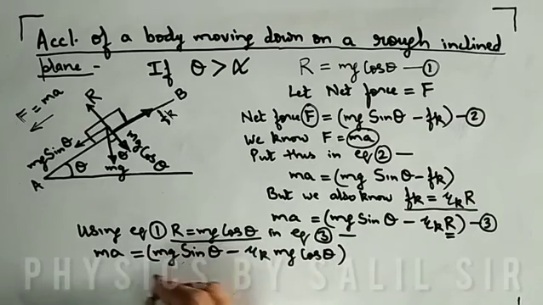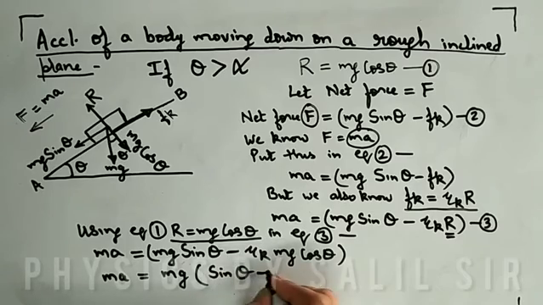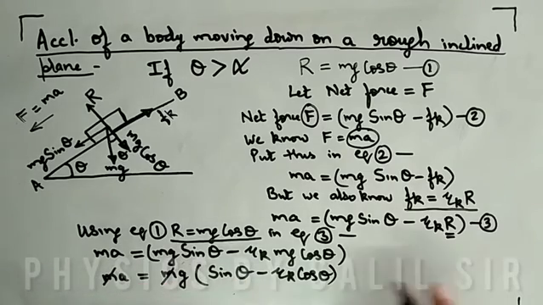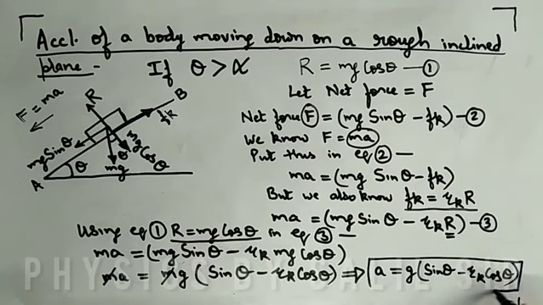Now if you observe this, we can take mg as common. So it will be ma is equal to mg times the bracket of sin theta minus mu k cos theta. The m gets cancelled, and finally we are getting the expression of the acceleration of a body moving down on a rough inclined plane as a is equal to g times (sin theta minus mu k cos theta). So this is the expression which was required to prove.